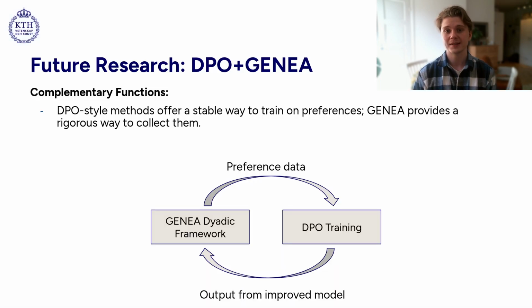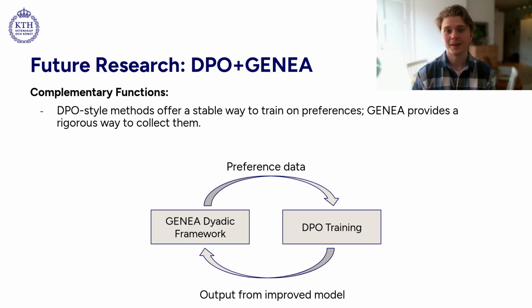Which brings me to a possible synthesis of these topics, as I see them as quite complementary. DPO, or DPO and its derivatives, I should say, provides a stable way of training on preferences, and the GENEA methodology provides a rigorous way to collect them by offering an evaluation framework. So I think an interesting avenue for future research is the combination of these two approaches into a synergistic feedback loop. We can use the dyadic GENEA framework to gather preference data on interactional appropriateness. For instance, that a listener nodding along is preferred to head shaking or generic swaying.